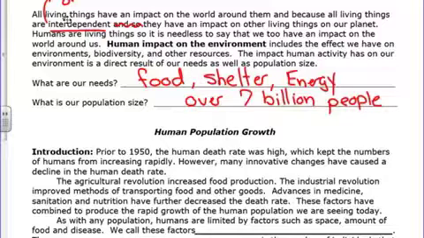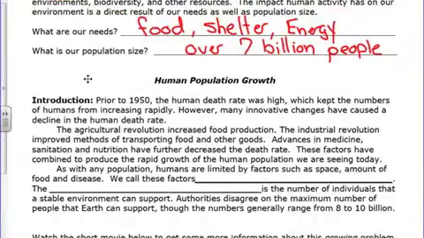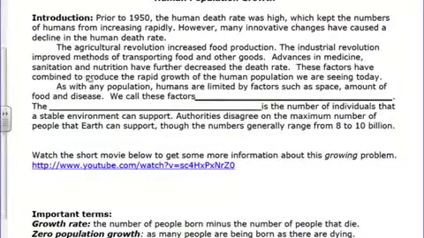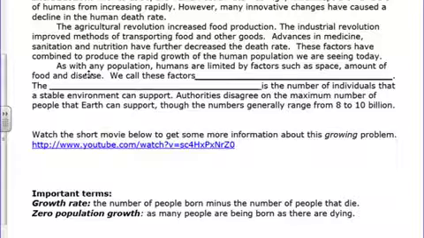So let's take a look at human population growth and how our population has grown so large. Let's read the introduction together, or I'll read it out loud, you read along quietly. So, prior to 1950, the human death rate was high, which kept the numbers of humans from increasing rapidly. However, many innovative changes have caused a decline in the human death rate.